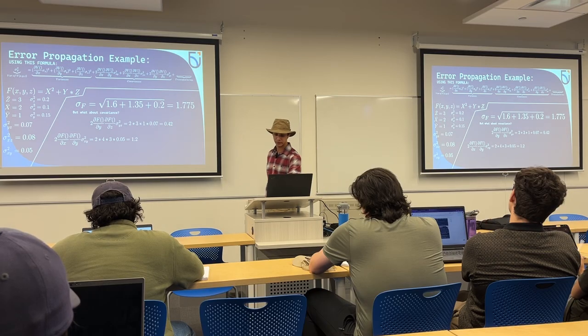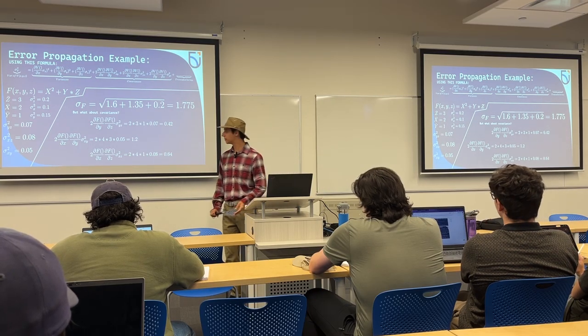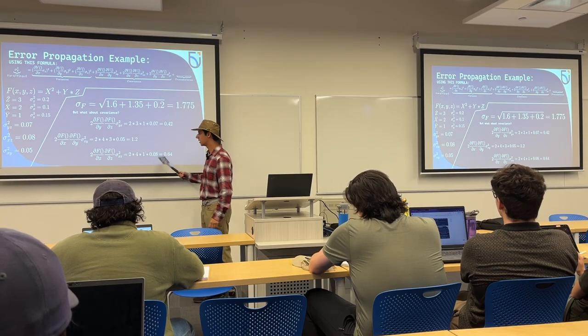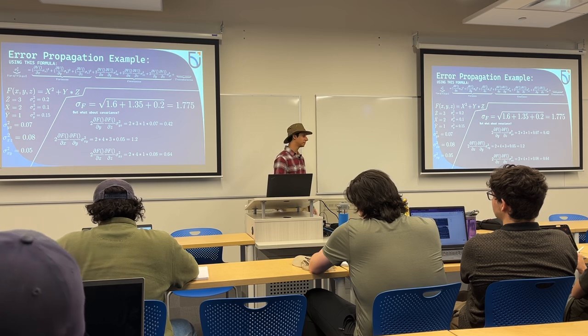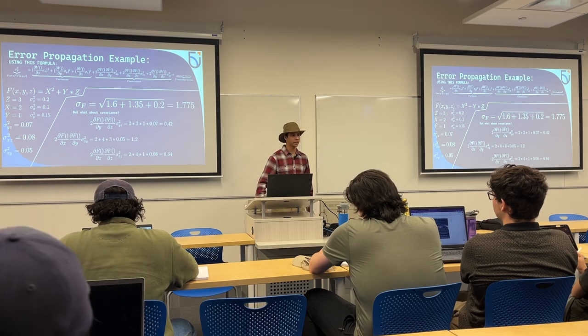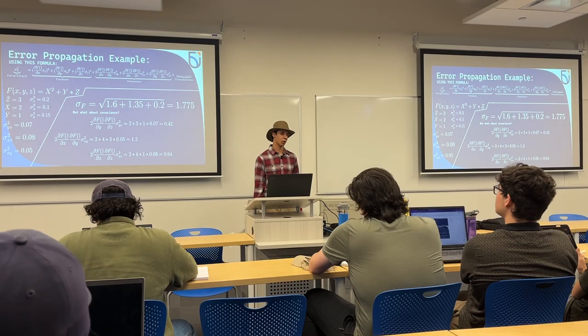We just need one more term, which is this one, partial x, partial z. 2 times 4 times 1 times 0.08. Plug and play. That's all it is. You just have a couple more terms in your error propagation formula.